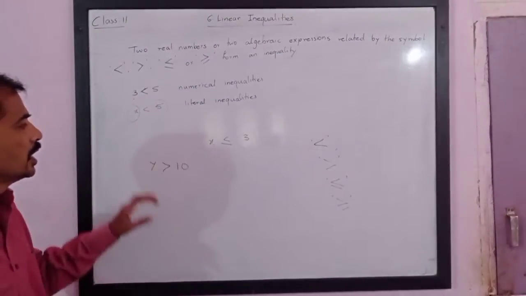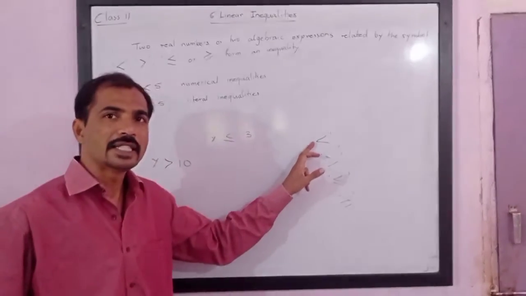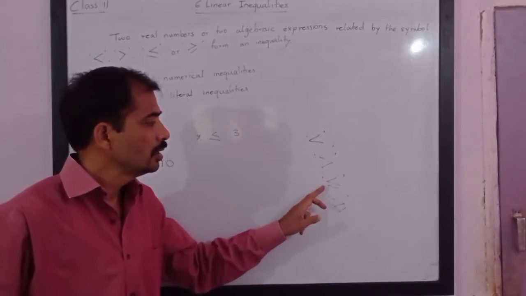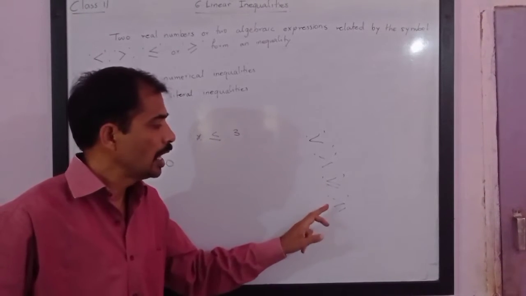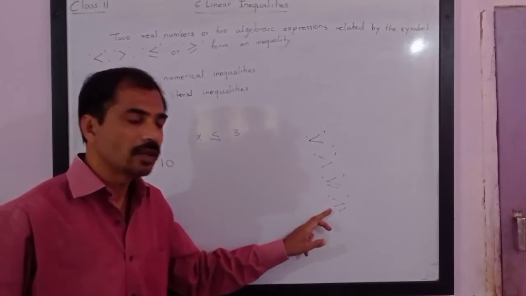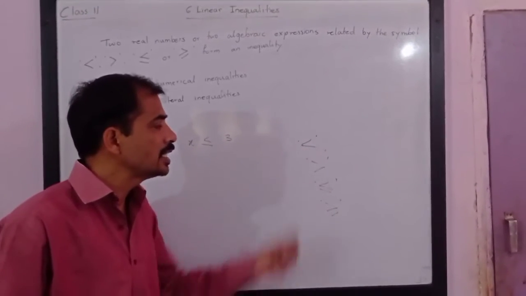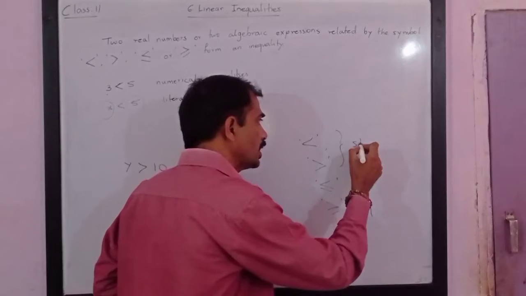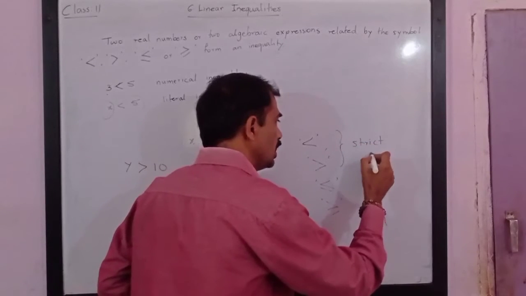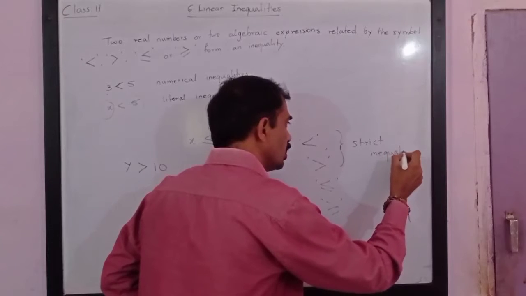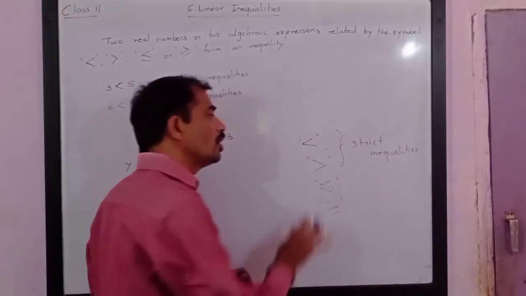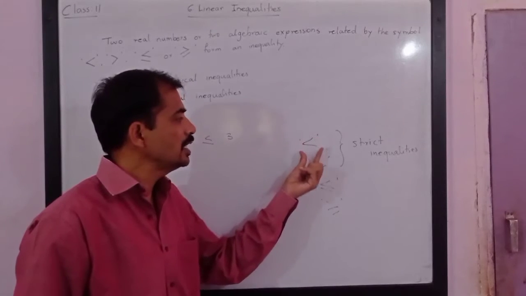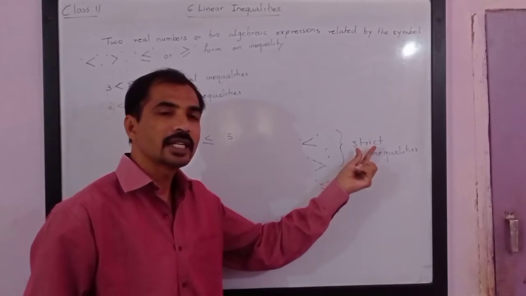Now let us try to understand. This symbol indicates strictly less than. This symbol indicates strictly greater than. This symbol stands for less than equal to, and this symbol stands for greater than equal to. The relations including these two symbols, strictly less than and strictly greater than, are called strict inequalities. There is no other condition existing. It must be strictly less than or strictly greater than.